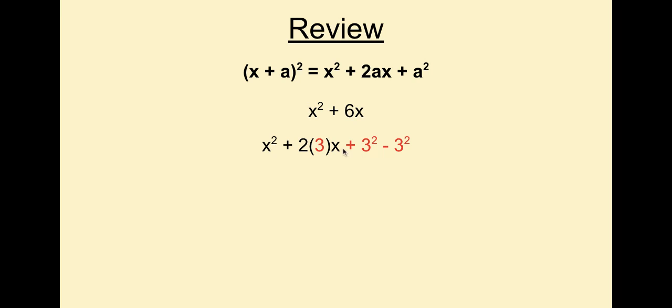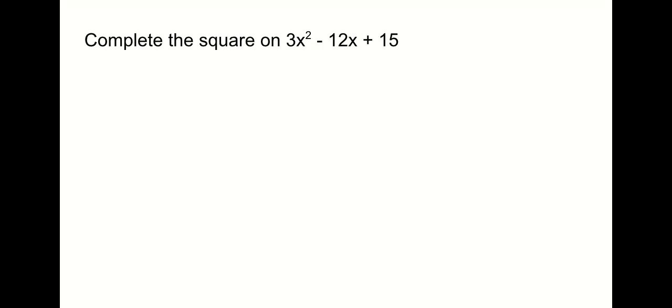Okay, so now this 3, which I'm going to change back to a 6x. It's just x squared plus 6x plus 9. And then all I need to do is factor this. Well, what factors of 9 add up to 6? Well, 3 and 3. So that's why it's x plus 3 times x plus 3. And that minus 9 just comes along for the ride. Okay, so let's complete the square on this.